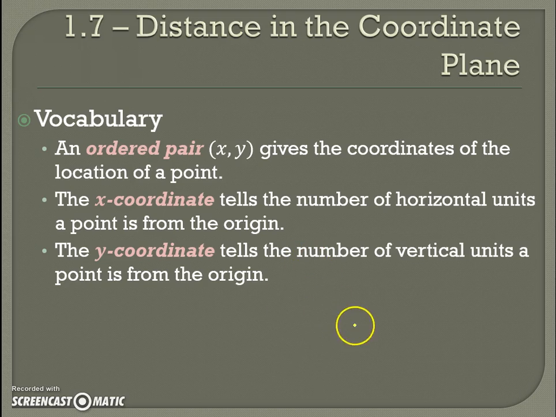The x-coordinate tells the number of horizontal units a point is from the origin, whether it be negative, where that would go to the left, or if it's positive, it would go to the right. So that's just negatives go this way, positives go that way from this point 0. The y-coordinate tells the number of vertical units. Okay, so if it's positive, it goes up. If it's negative, it goes down. And you use this as a description of a location on the coordinate plane.